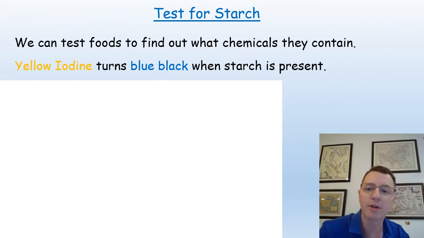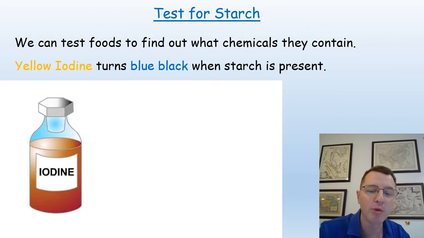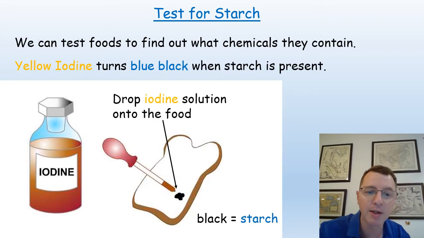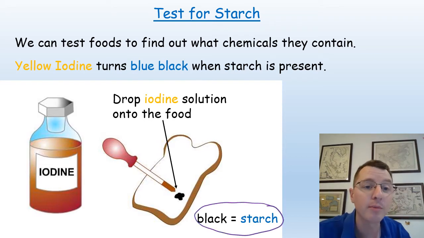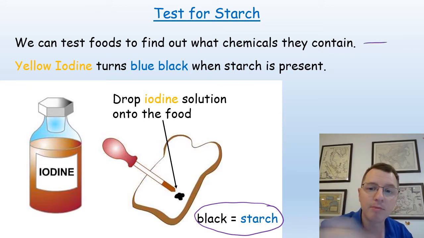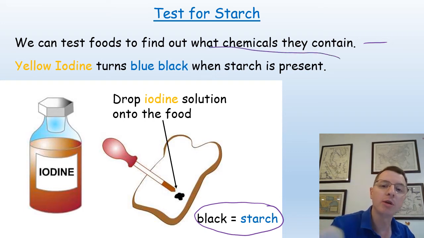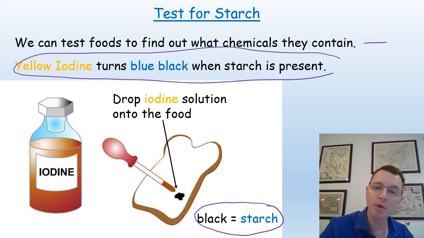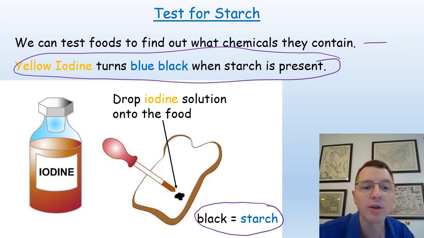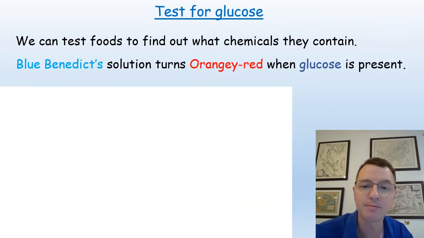So the first test is the test for starch. And this one's a relatively simple test. We're going to take some iodine and we're going to put a drop of iodine on the food. If we get a blue-black colour, that means we have starch. So what's the sentence? We can test foods to find out what chemicals they contain. Yellow iodine turns blue-black when starch is present. You need to write that down and you need to memorize that sentence. Yellow iodine turns blue-black when starch is present.